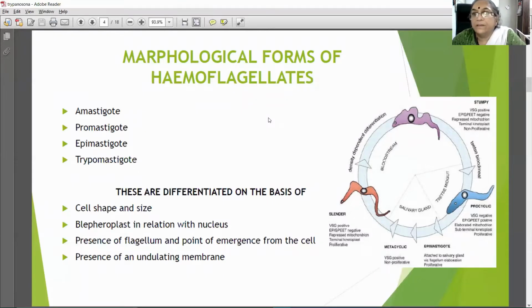Now here you can see in the picture, these forms are there. You can see the amastigote, which is a stumpy form that is not going to divide, then the promastigote form, epimastigote, then metacyclic, and that's how it is going to go on changing in the two hosts, that is the definitive host and the intermediate host.